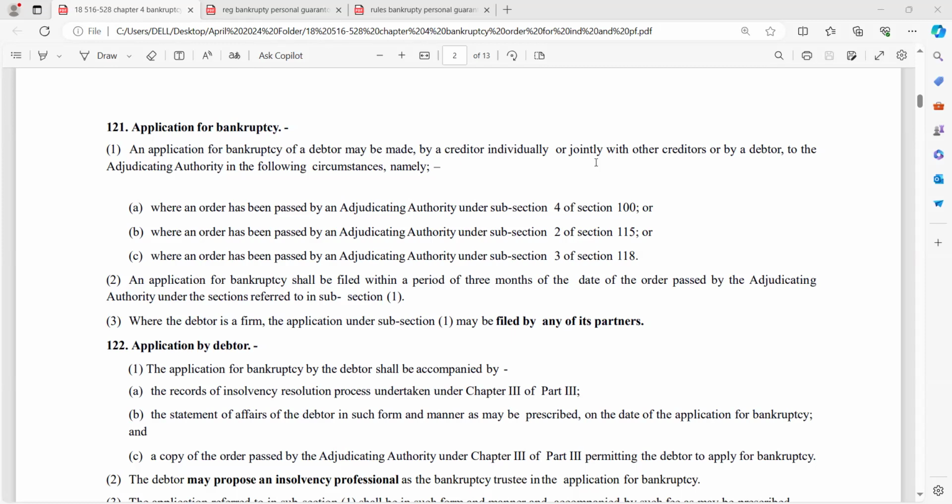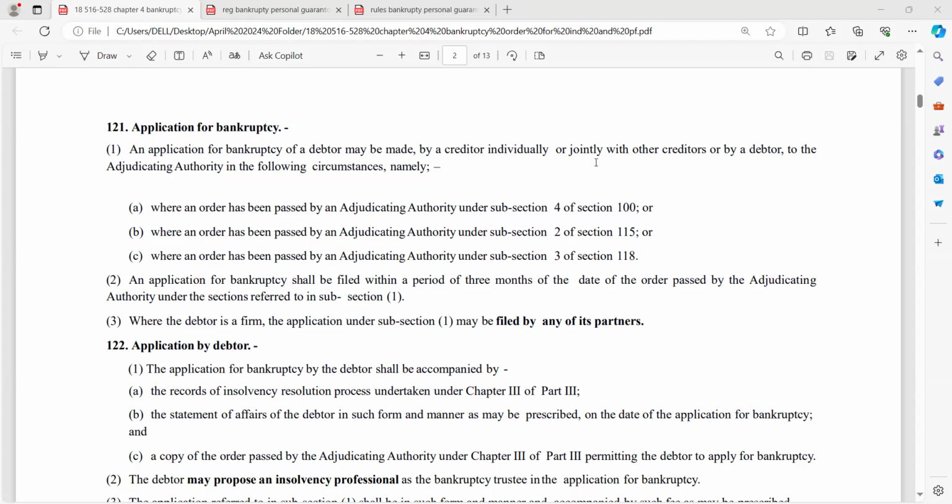And who can initiate this application? Creditor or debtor, or jointly with other creditors. Now, suppose the insolvency application was filed for 70 lakhs, but now he paid 50 lakhs. So now the application will be filed for how much amount? 20 lakhs only, for the unsatisfied portion only.